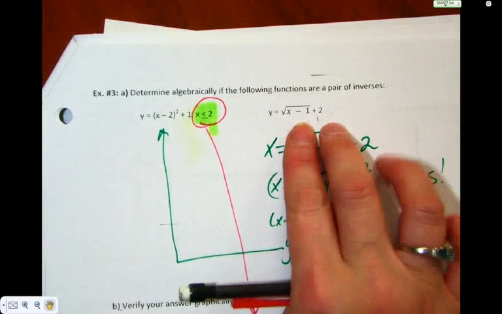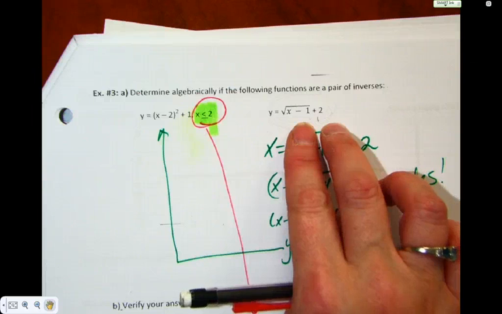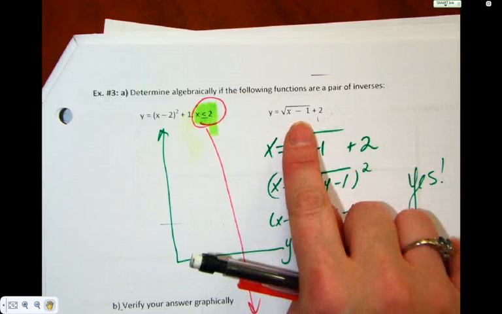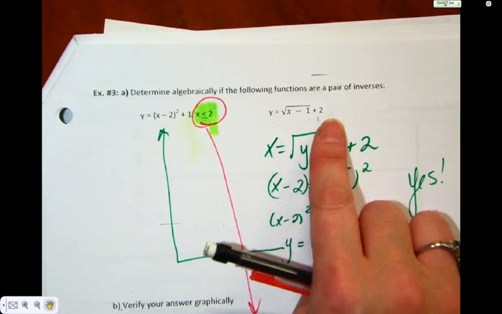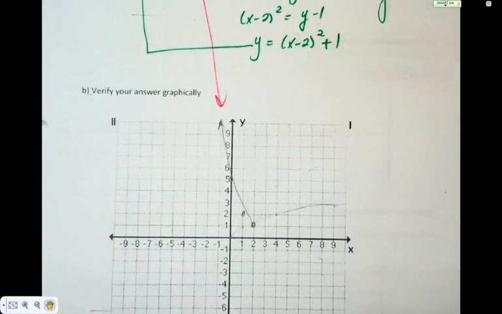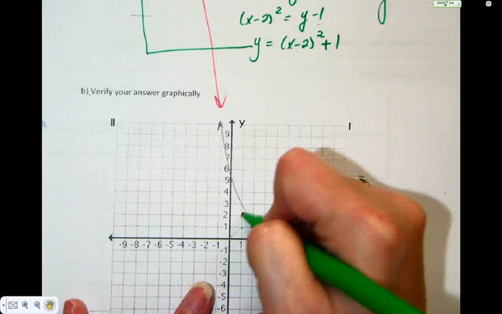What's the -1 and what's the 2? Okay, vertical and horizontal translation, 1 to the right and 2 up. So let's move all these points 1 to the right, 2 up.